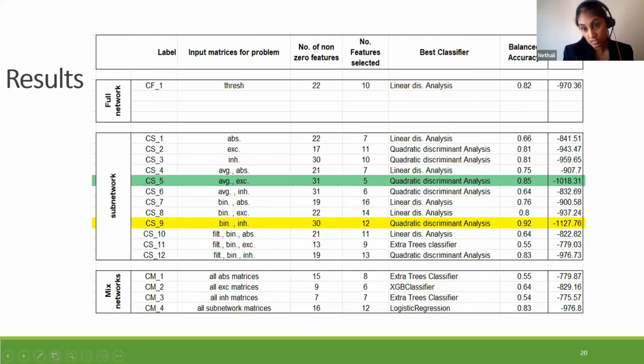So that is actually our second best. Our first best is in yellow, sorry. Our first best would be CS9, binary inhibit, and that is a 0.92. I think in my abstract at that level we were in the 70s, and now our balanced accuracy is in the 90s. So we have improved our results quite a bit. And the AIC also helps us to compare these different models. So definitely CS9 seems to be doing quite better than CS5, but these are runners up, the first and the second.